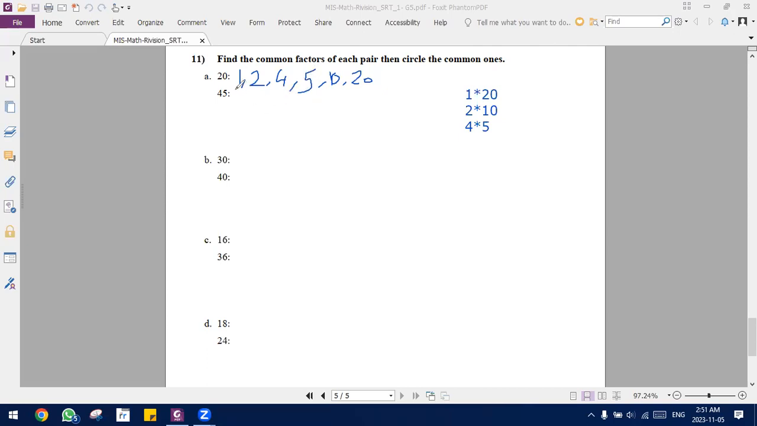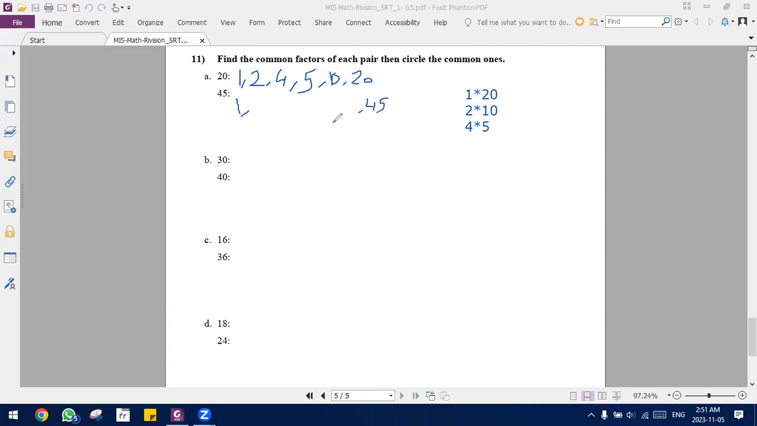So what are the factors of 20? 1, 2, 4, 5, 10, 20. Sorry, this is the factors of 20. Now we need to find the factors of 45 to circle the common factors. Now 45, what is it? It's 1 times 45.